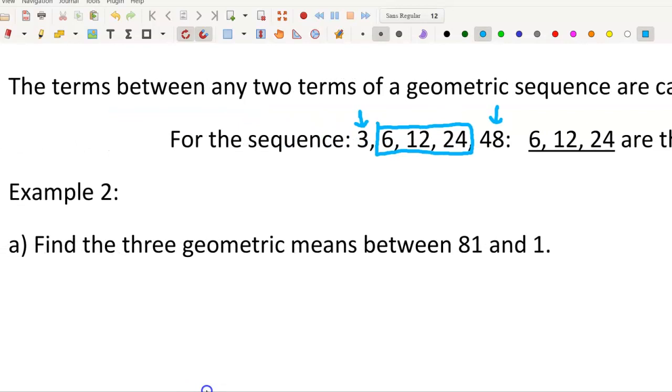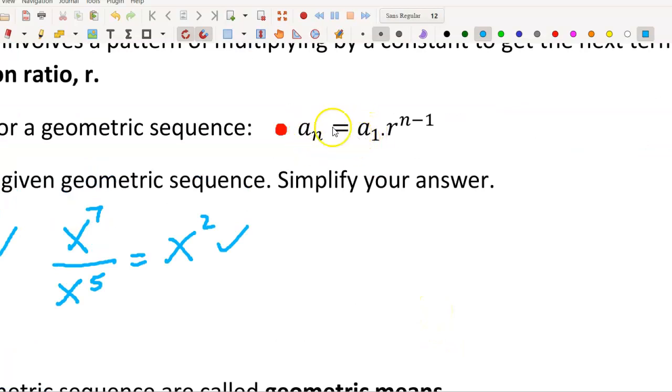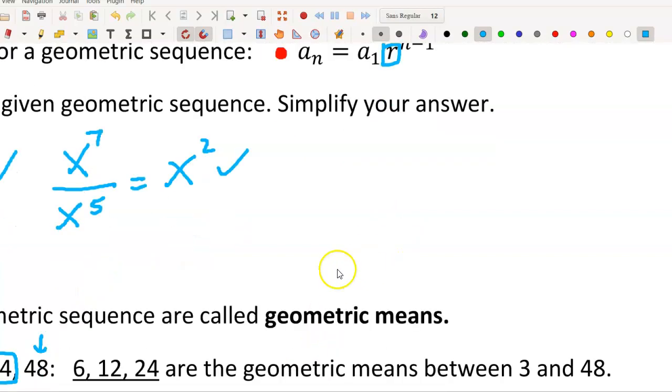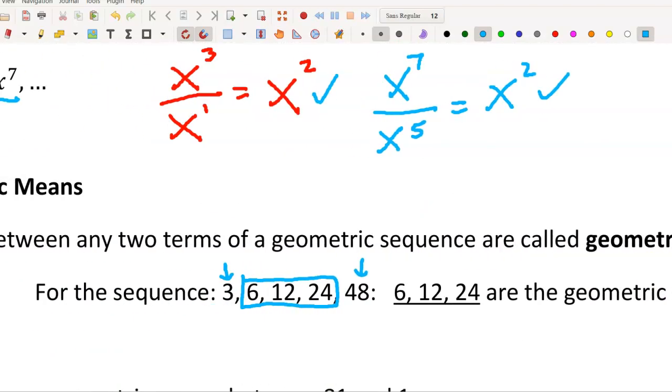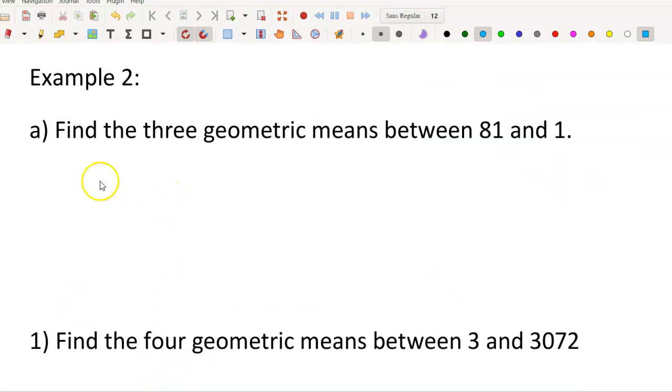So let's see. We're going to use our a sub n formula to help us out. We know everything except what r is. So you're using this formula and trying to figure out what r is. That's step 1. Step 2 is to apply r to the first term and check to make sure it works. This is our a sub n, this is our a sub 1. Since we have 3 geometric means, we have 3 numbers in between here, which means altogether we have 5 numbers.